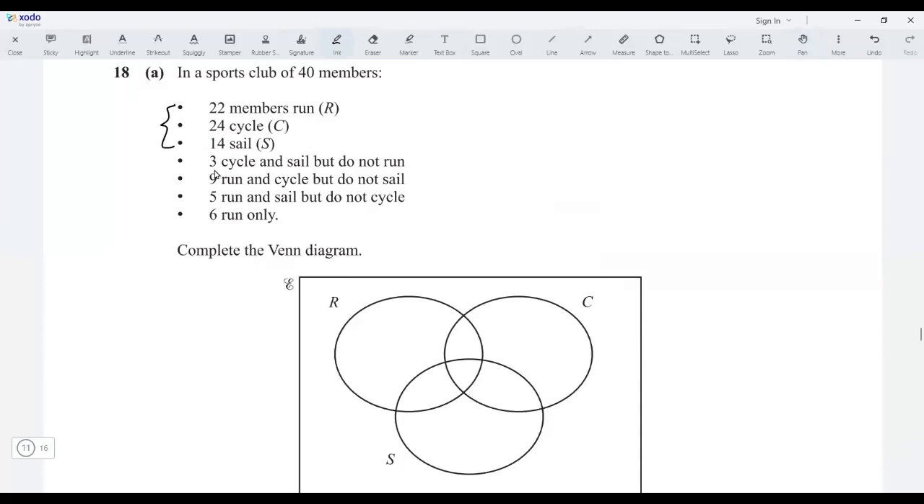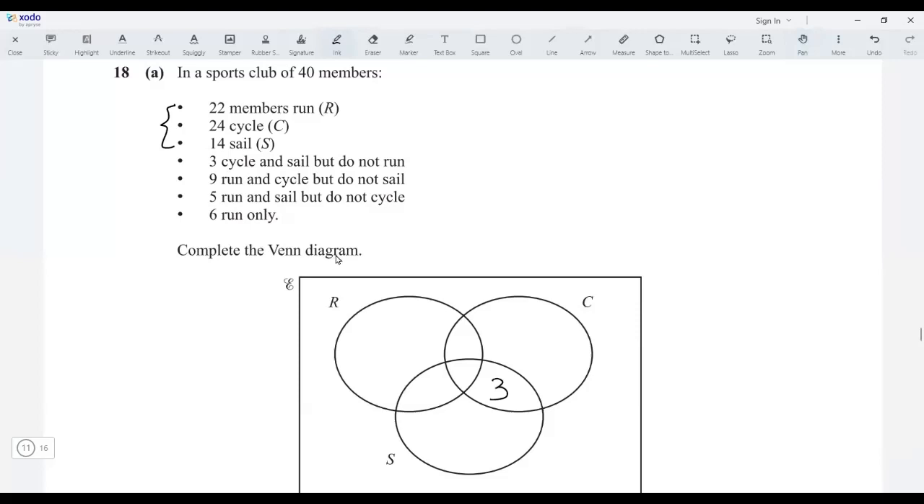First of all, look at the statements that are combined. They are saying three cycle and sail, but do not run. So it means that the common region of cycle and sail is this, but they do not run. It means that there is nothing common in all of these three. So I have to write down three here.